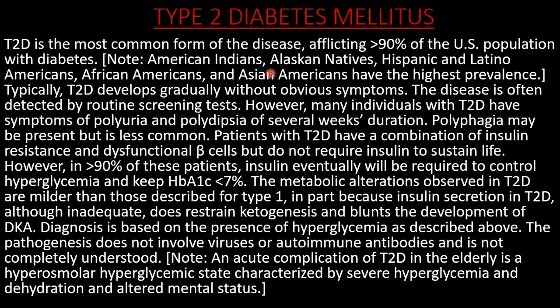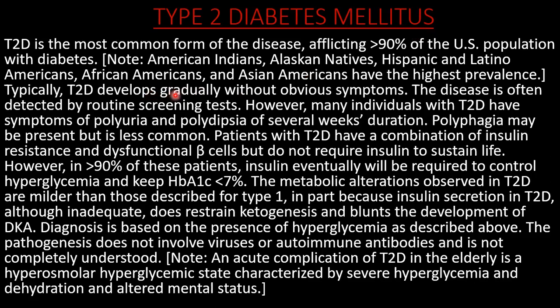Type 2 diabetes mellitus is the most common form of the disease, afflicting more than 90% of the US population with diabetes. So, if you take a population with diabetes, more than 90% will have diabetes type 2. So, less than 10% will have diabetes type 1. Okay, so you can see how serious it is.